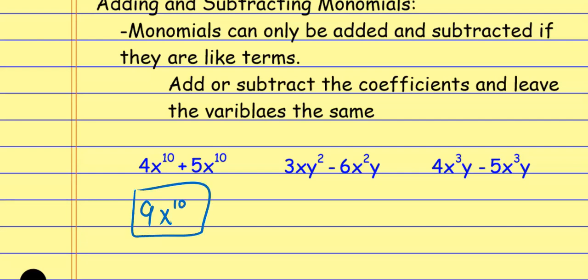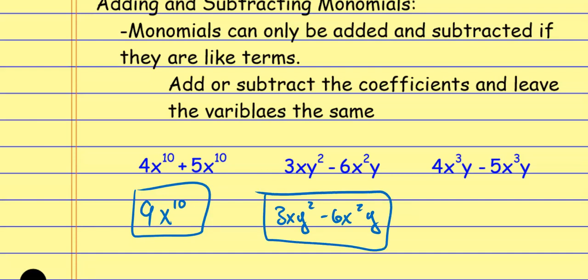Okay? If I look at the next one, I've got a 3xy squared minus 6x squared y. Before I do anything, I have to make sure these are like terms, and these are not like terms. The variables match, but their exponents don't. Okay, I've got an x to the first and an x to the second. I've got a y to the second and a y to the first. The exponents don't match. I cannot add these together. These would have to stay the way they are. Okay, they have to stay separated. I cannot do the subtraction because these are not like terms.